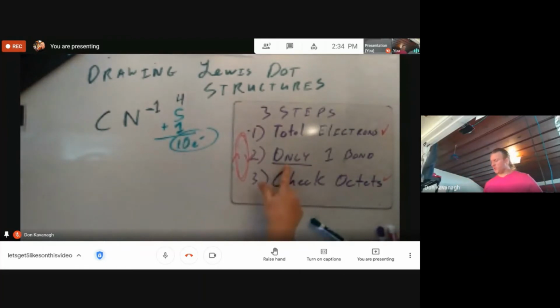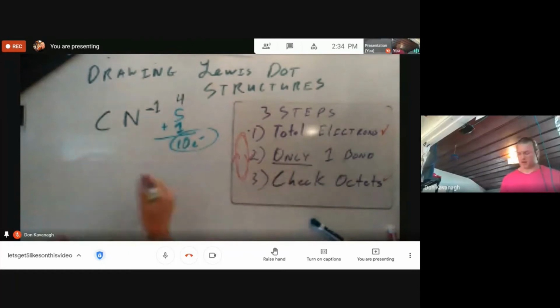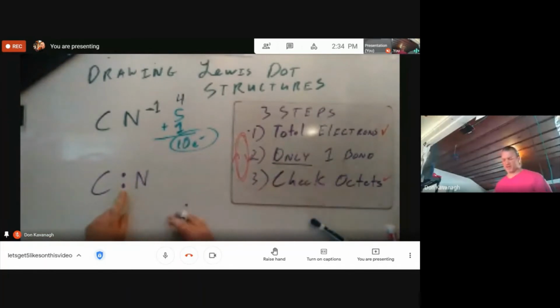So we're going to draw 1 bond and 1 bond only in between these elements here. We only have 2 elements to play with, so we're just going to have carbon and 1 bond to nitrogen there. And those 2 electrons, those 2 dots, represent the 1 bond in between the atoms there. So those electrons represent the glue.